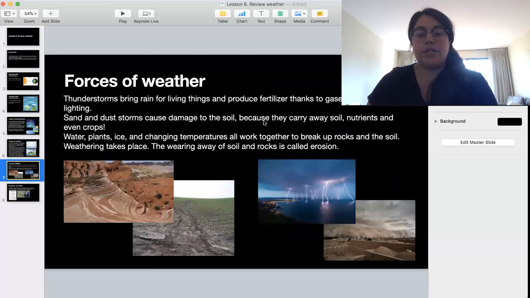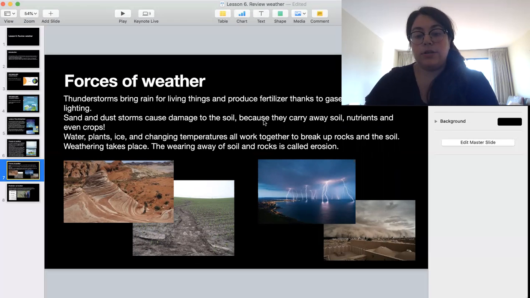Okay, and then we have forces of weather. Forces of weather like thunderstorms and sand and dust storms. Sand and dust storms are storms of dust or sand, and it happens when the sun or the dust get heated and there's a lot of wind. Okay, and those are dangerous because they damage the soil. They take away crops and soil and nutrients.